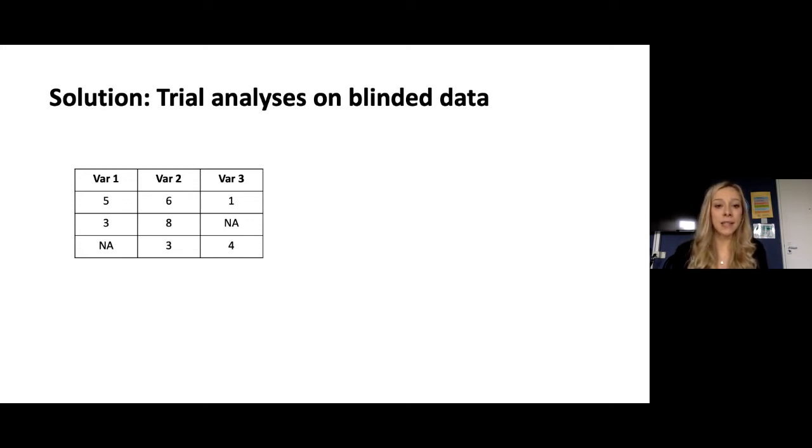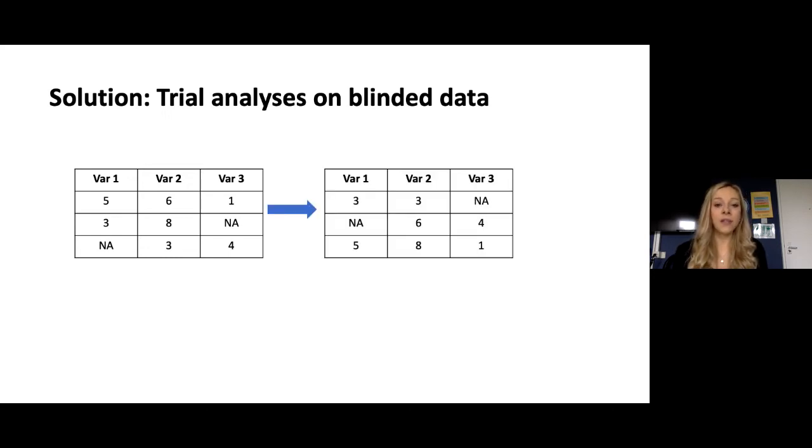So if we take this simple data set as an example, if we scrambled it by columns, the scrambled data set could look a bit like this. Focusing on the first column, we see that we've got values of 5, 3 and missing. And then in the scrambled data set, the values remain as 3, missing and 5. So the values are the same, but they're just in different cells.